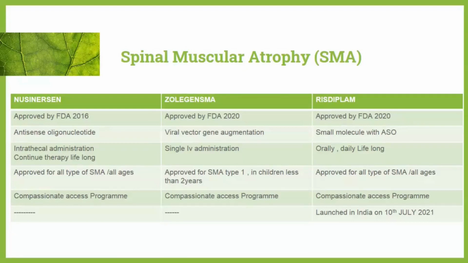Zolgensma is a single-shot gene therapy, approved by the FDA in 2020, a viral vector gene augmentation, single IV administration, approved for SMA type 1 in children, because their outcome was studied in type 1, where most of the children will die by around 1.5 years. Their outcome was that it will prevent mortality and prevent long-term respiratory and ventilator support. That is 100% definite, because I also have experience. We are also giving it to 43 patients, and many of them are type 1. In the last 15 years, all my type 1 patients died by around 1.5 years at maximum, usually around 1 year.